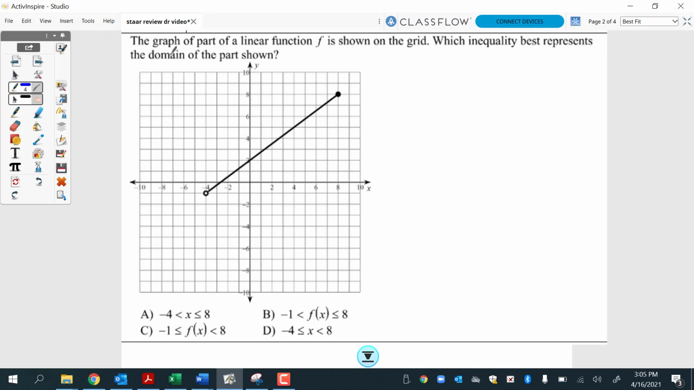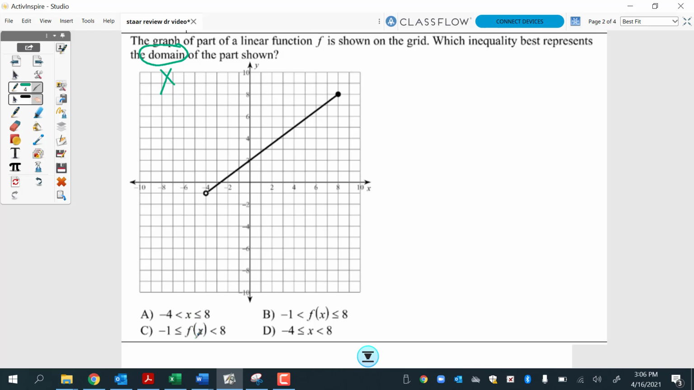So on the STAAR test, it could say the graph of part of a linear function f is shown on the grid, which inequality best represents the domain of the part shown. So first of all, as soon as I see the word domain, I'm going to circle it. I'm going to put X. I'm going to go to my answer choices and cross off the ones that do not say X. So this says X, so that one's good.